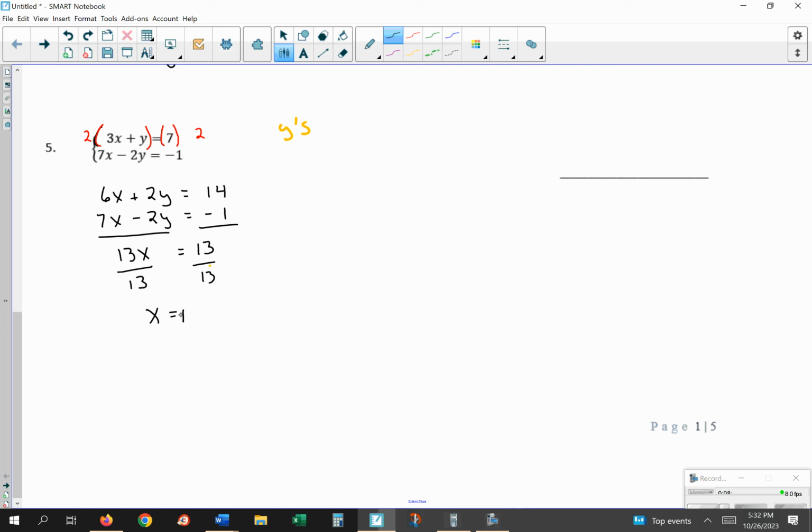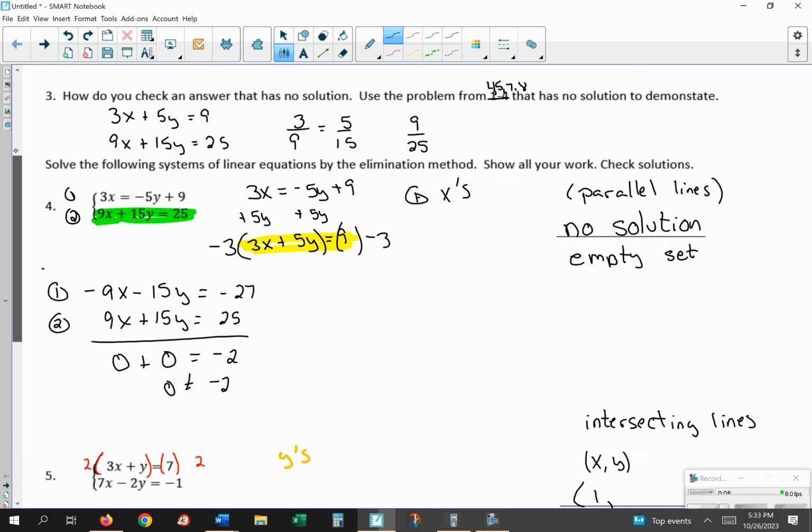So when I have half of an answer, that tells me my solution is going to be an ordered pair, an XY ordered pair, and that graphically these would be intersecting lines. And half my ordered pair says right now I have the x value of 1. And let's see what our next step says.